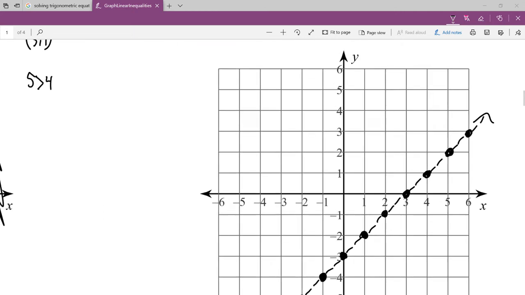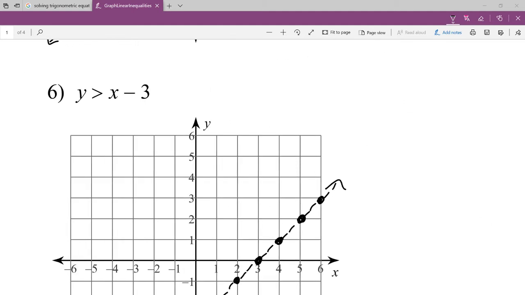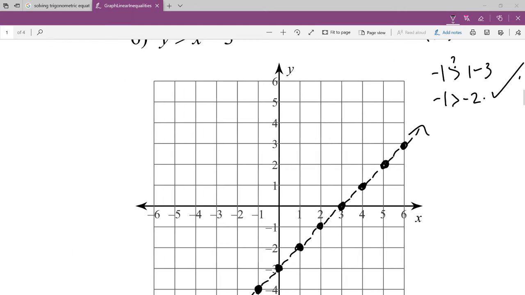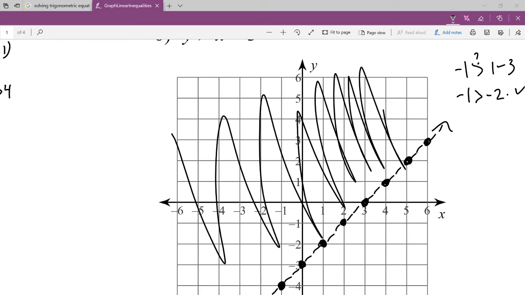And then you go ahead and use test points. So then we can use 1, -1, since this is a point above the dashed line. So we can say -1, is that greater than 1 minus 3? So we say -1 is greater than -2. That's true. So therefore, we shade above here.